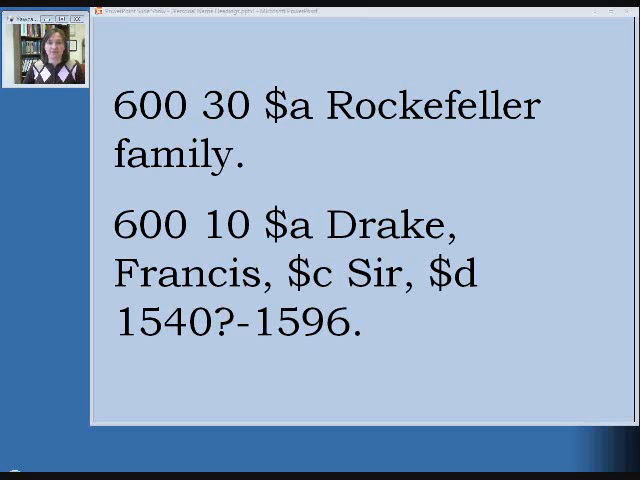And in the last example, the Sir Francis Drake example, again, we have a 600 tag for a personal name. The first indicator is 1 because the name starts with the last name, and the second indicator is 0 because it is a Library of Congress heading. Drake, Francis goes in subfield A. That's the main body of the personal name heading. Sir is a title. It goes in subfield C. And then, as we've seen earlier, subfield D is for the birth and death dates.